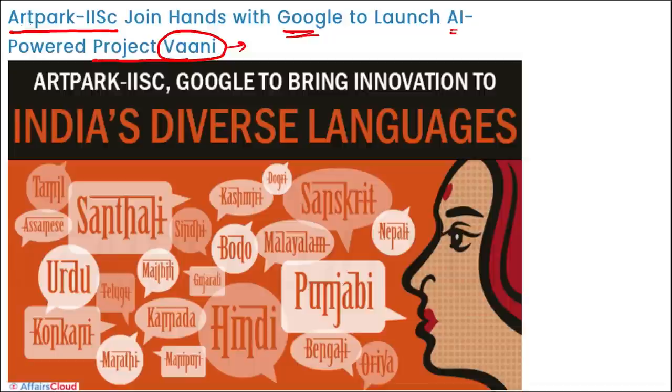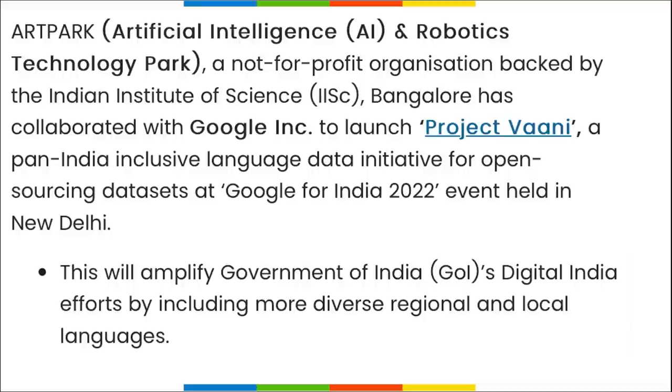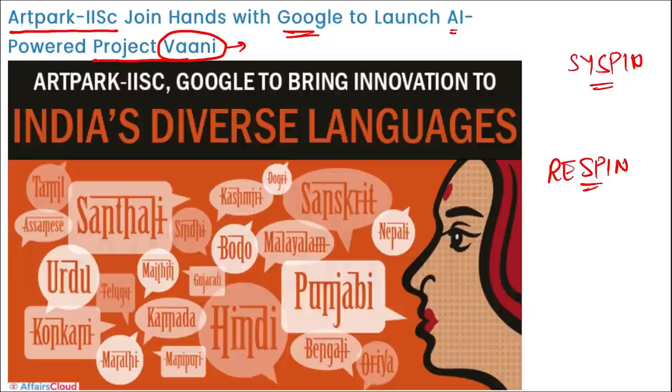If we talk about this Project Vani, the aim here is to compile various data sets of transcribed text and spoken language from each district in India, and they are open sourced via Vani's website. They can be accessed through other platforms like Bhashini of the Ministry of Electronics and Information Technology for advancing research and innovation. Alright, and Vani joins SYSPIN. Alright, what is SYSPIN? And remember another term, that is RESPIN. SYSPIN stands for synthesizing speech in Indian languages, and RESPIN stands for recognizing speech in Indian languages.